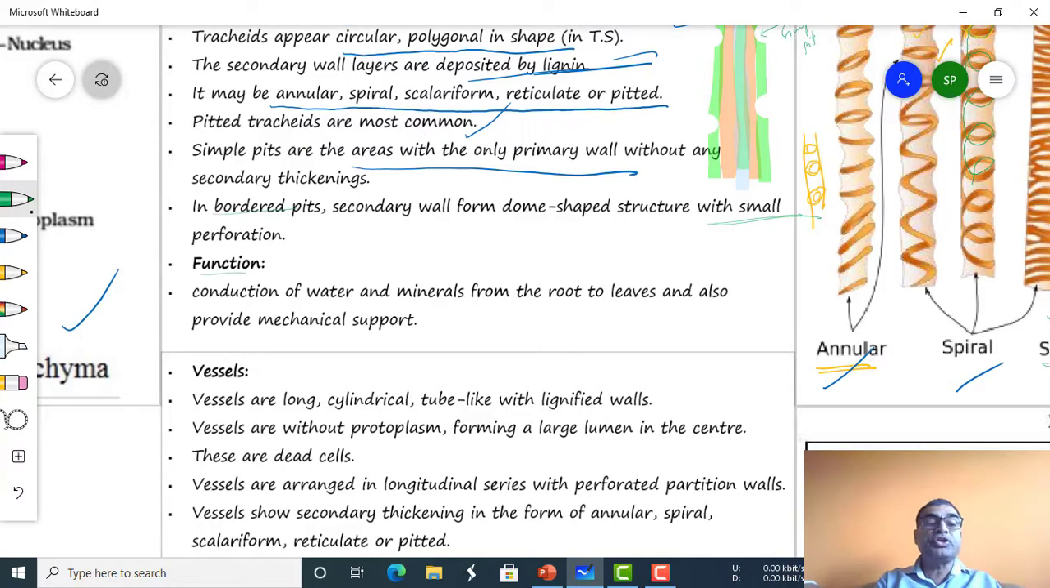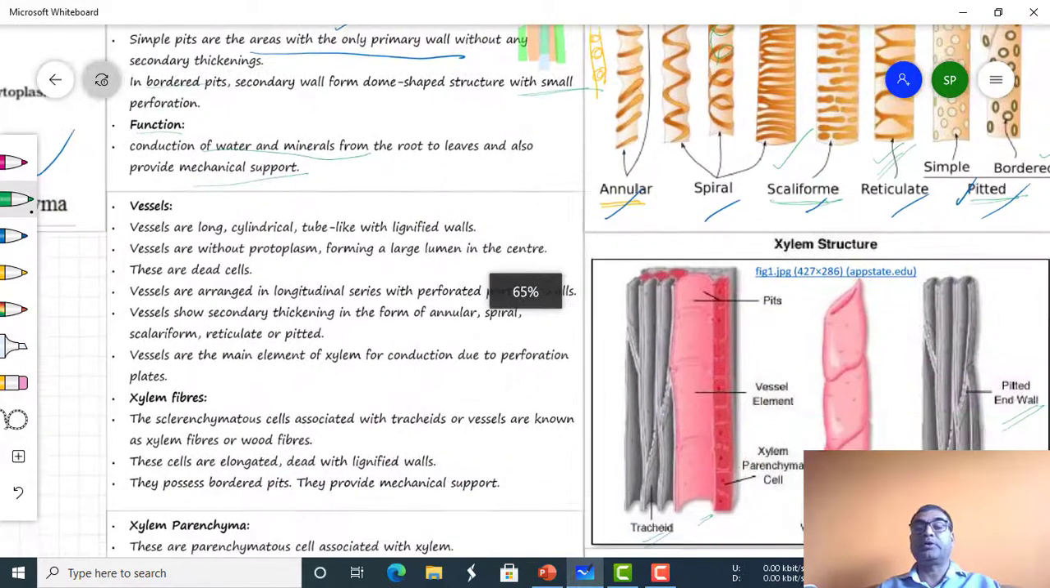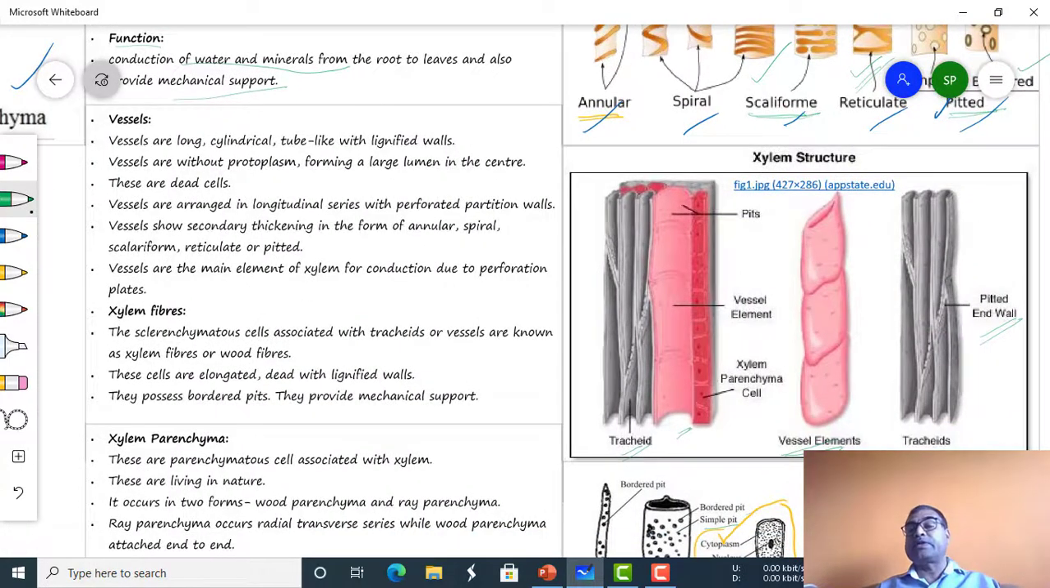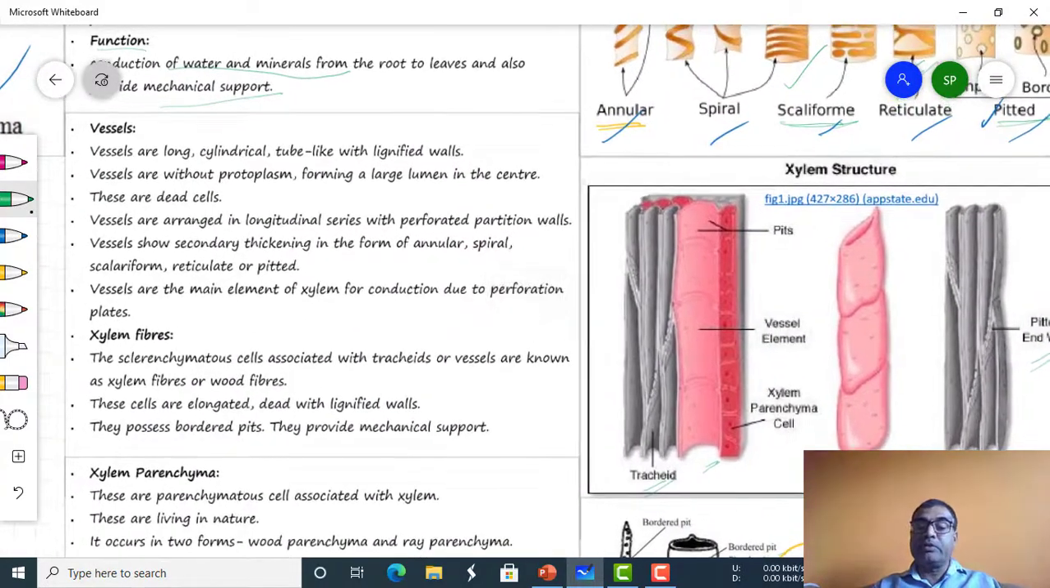Then what are the functions performed by the tracheid? Conduction of water and minerals from roots to leaves, and also providing mechanical support, is the main function of the tracheid. Clear? Just see about the vessel. This one is a tracheid and these are the vessel elements. This one is again an element of the vessel.